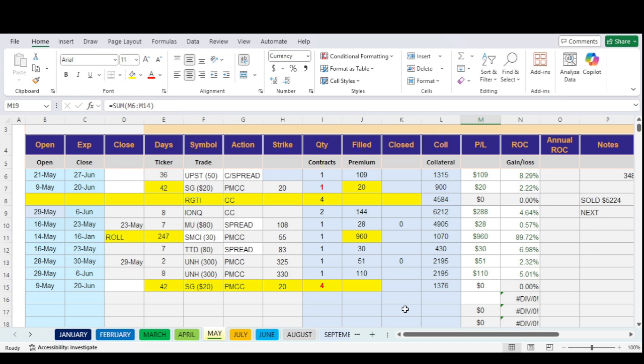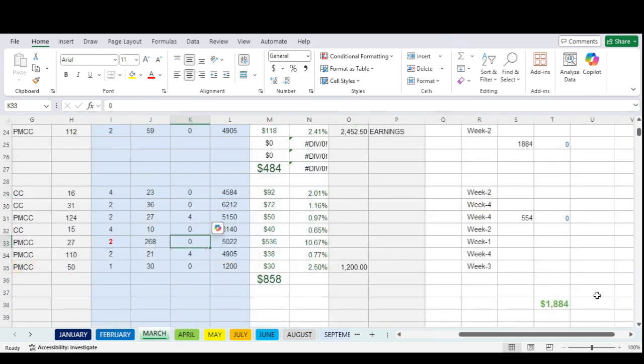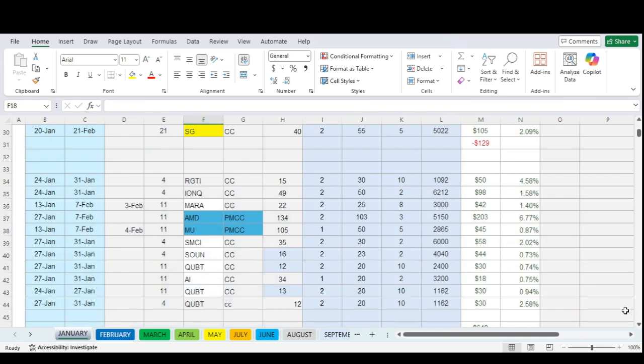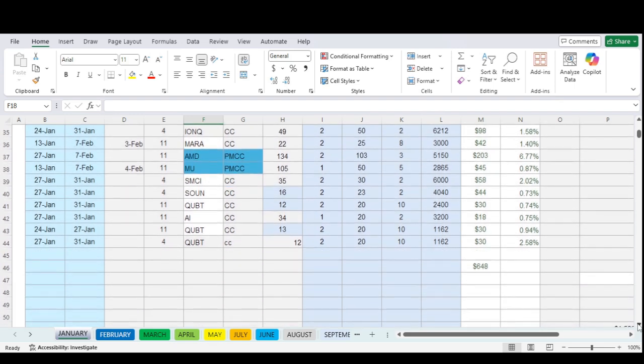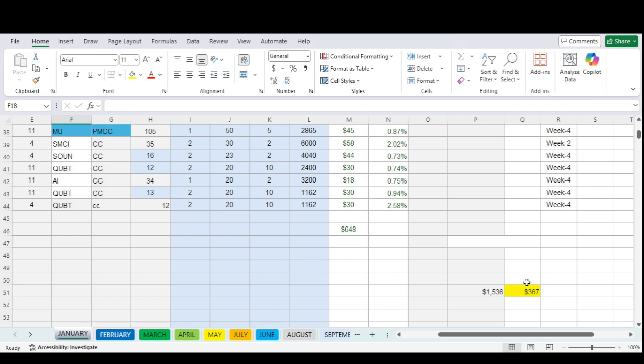Now, before I go, I just want to give you guys a quick recap. So May, we did $1,600. April, we did $2,000. March, we did $1,800, let's say $1,900. February, we did $2,000 right here. And January, I think we did $300. Where is it? January we did, yes, $367.